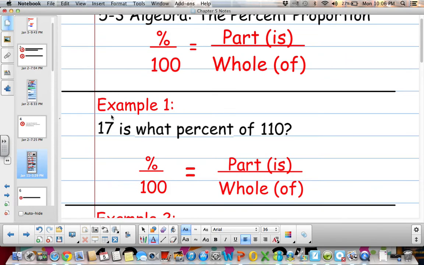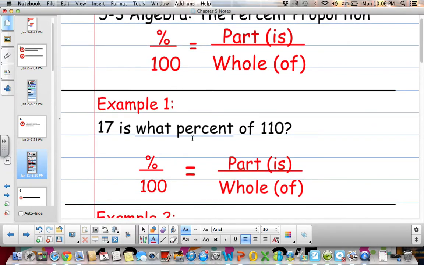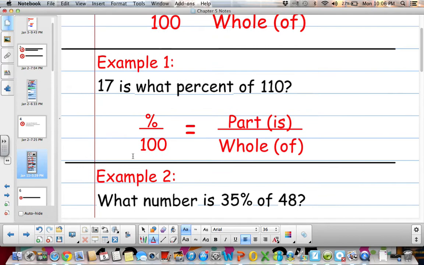So if we have 17 is what percent of 110? We are going to use the percent proportion. This proportion, we will use for every single problem that we do on this video and throughout lesson 5-3. And actually we're going to use this a lot throughout chapter 5. We always put our percent, if we're given one, in the percent spot. And it's always, always, always over 100 because we know any percent is over 100.